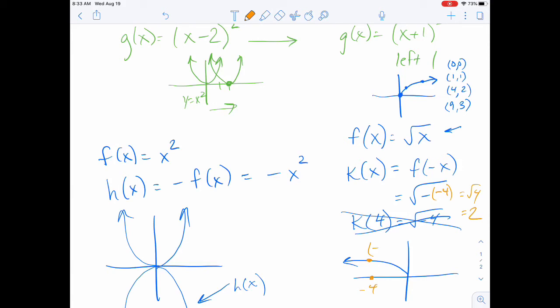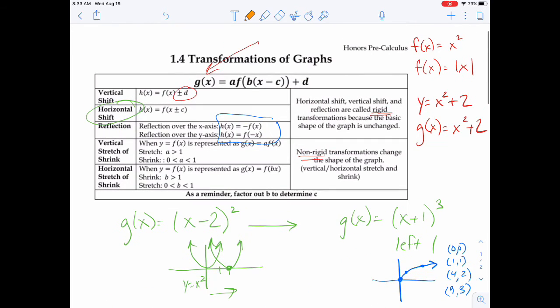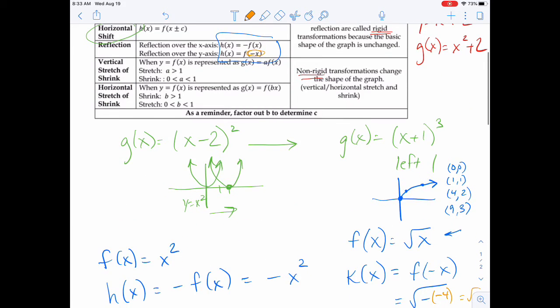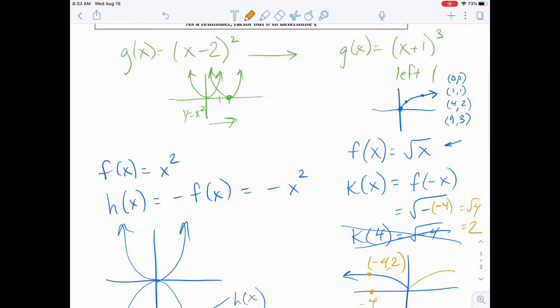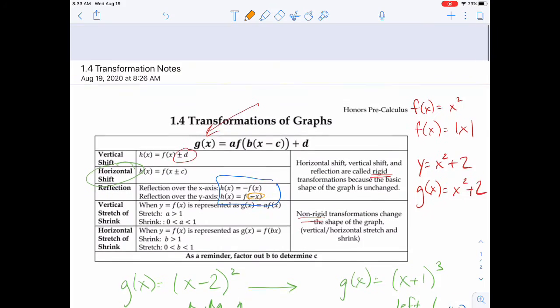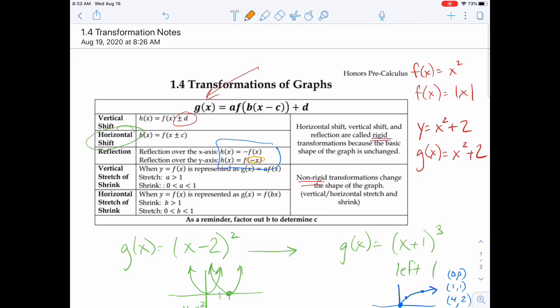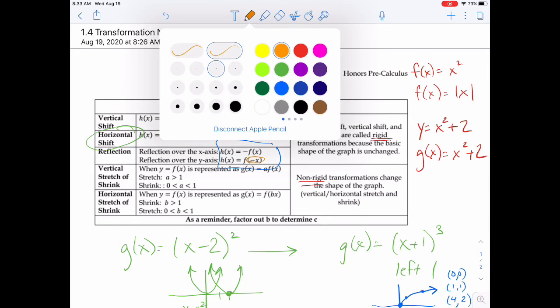Okay, so this would have been the point, negative 4, positive 2. So continuing on, that's a reflection. When the negative is inside, it's going to be a reflection over the y-axis. So notice it had gone from here to here. Okay, the vertical stretch is typically easy for us to understand.